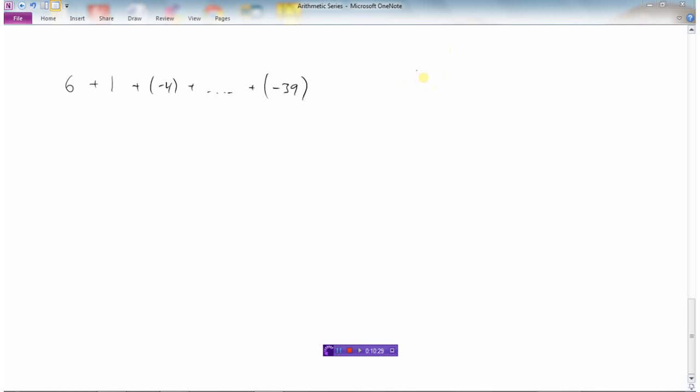So let's look at this one here. I'm going to write both formulas down. For this one, we need to know n, the first term, and the difference. Well, we don't have n here. We do have the first term, 6, and we could find the difference: 1 minus 6 is negative 5, but we don't know how many terms there are. It's the same problem with the other formula. We know the first term, 6, and the last term, negative 39, but we don't know n. So we've got to figure out the number of terms.